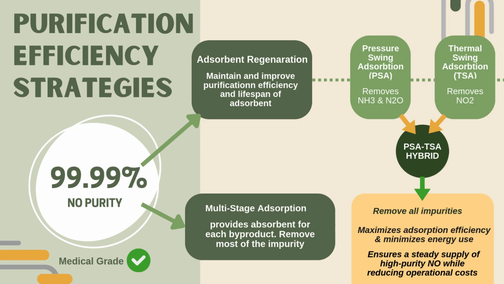Complementing these methods is our multi-stage adsorption process. This involves using specific adsorbents for each byproduct, ensuring we remove the majority of impurities right from the start. In essence, our strategy for achieving 99.99% nitric oxide purity is a comprehensive approach that combines adsorbent regeneration, targeted adsorption, and multi-stage processing. This ensures not only the highest purity but also efficiency and cost effectiveness.